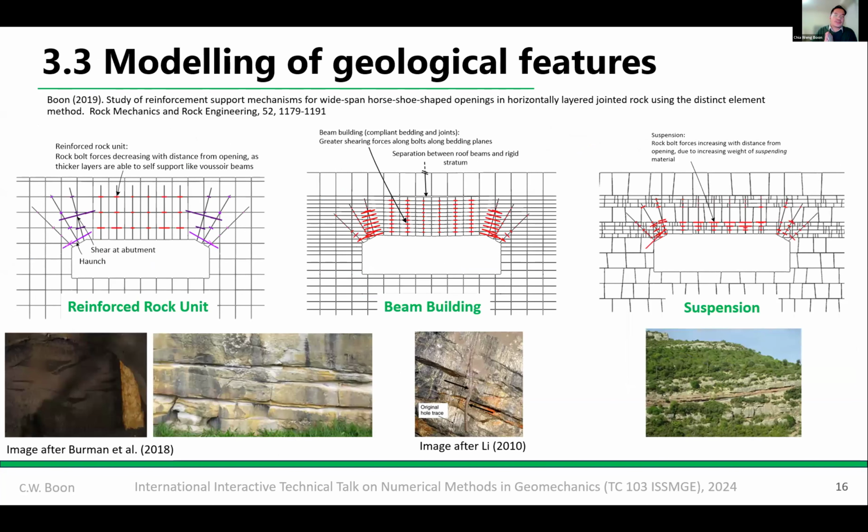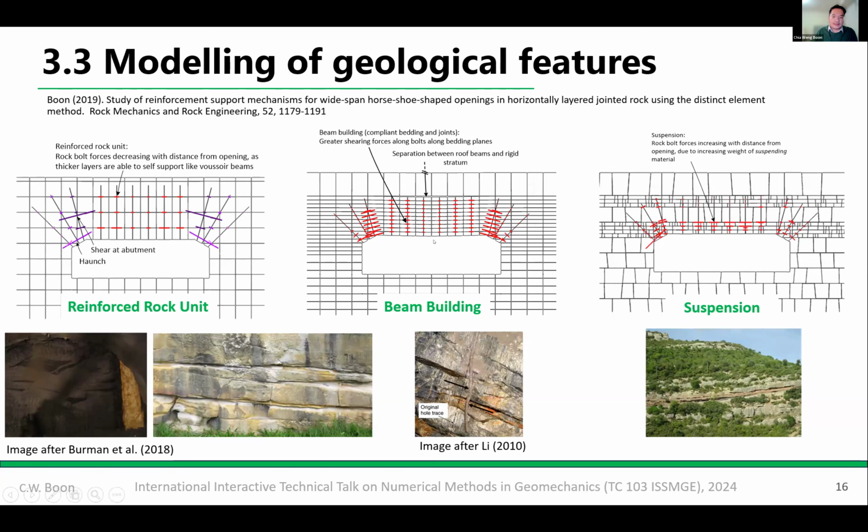Now, going into the third interesting problem, I would like to take this opportunity to showcase one of my past research works on the distinct element modeling of horizontally bedded rock. On the left, you have thick beddings, which would be able to arch across to the abutment, but in terms of deformation, it would delaminate close. The delamination is greatest closest to the roof, and the rock bolt forces are shown as the red bars. The rock bolt forces on the left would decay with distance, forming a reinforced rock unit for thick beddings.